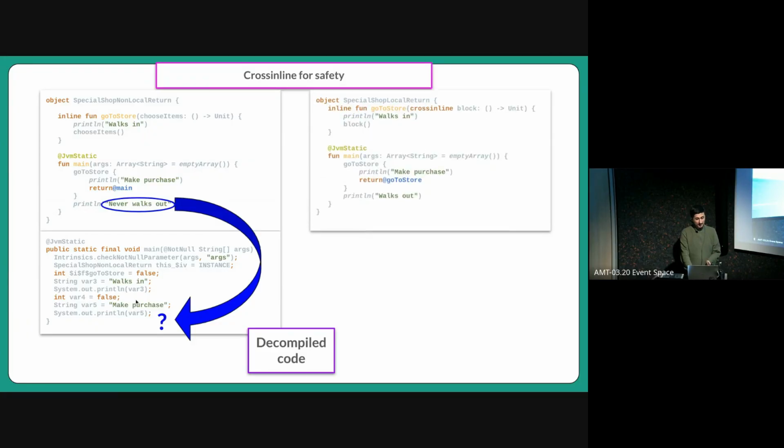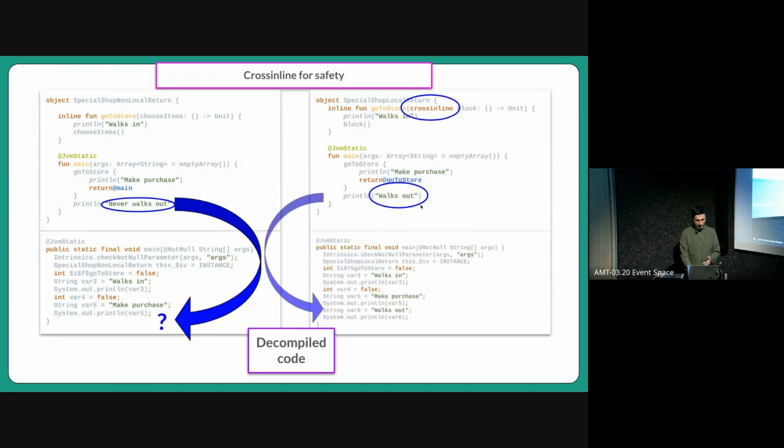What crossinline does for us is making sure that we only make local returns. So this means that we can protect our code from doing the wrong thing. And so the decompiled code now does have walkout, because of course we return a go to store. But what crossinline actually does for us that is very useful is two things. It makes the code more readable, and it protects us from making mistakes.